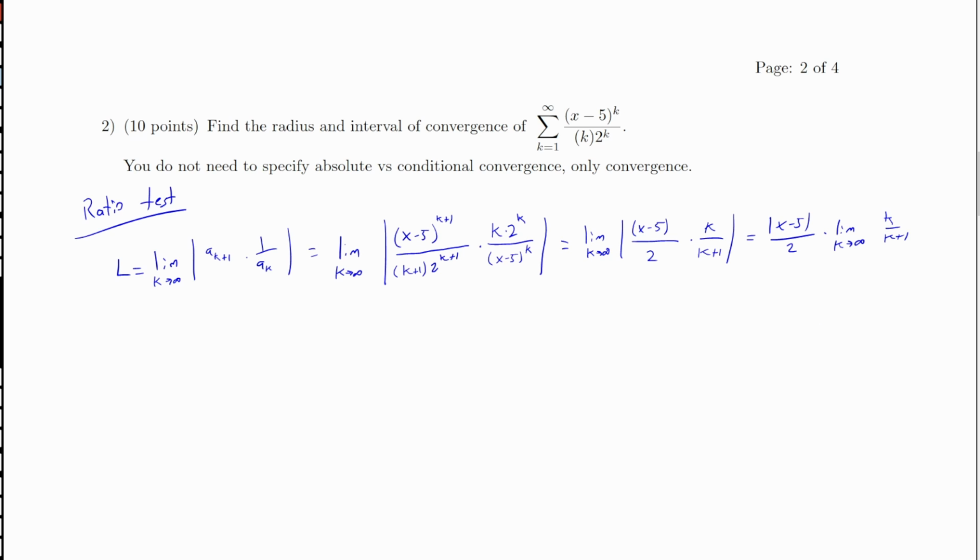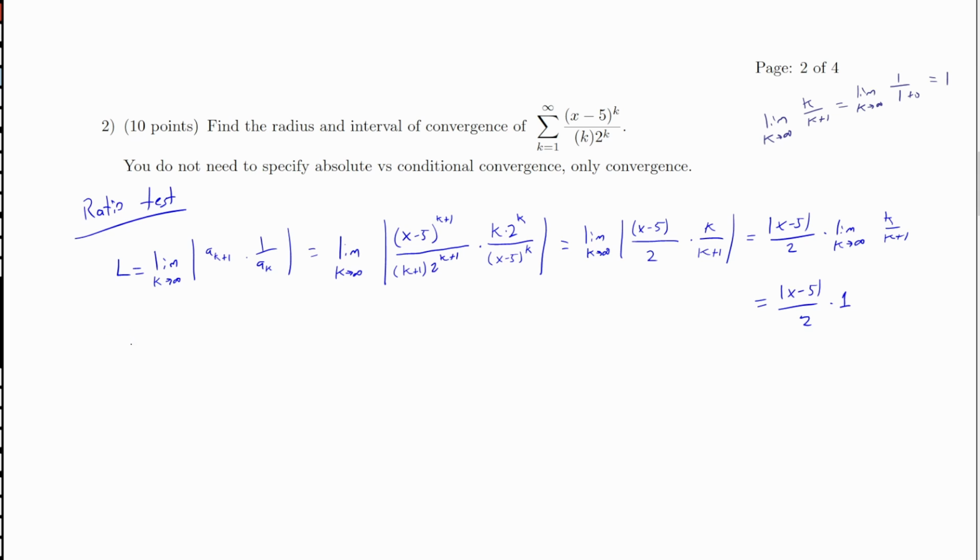Okay, and just a side note, the limit as k goes to infinity of k over k plus 1. We could say, oh, if I plug in, that's infinity over infinity. So using L'Hopital's rule, you could say this is 1 over 1 plus 0, which is 1. So then this limit is equal to the absolute value of x minus 5 over 2 times 1.